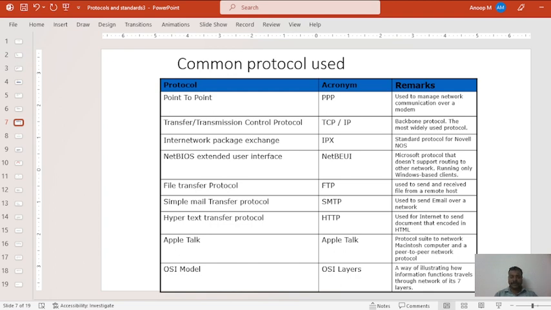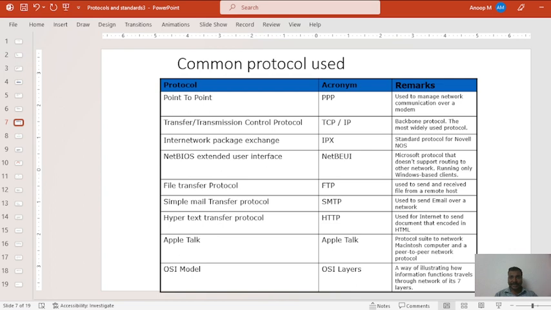All these things will be considered by a protocol. Some of the commonly used protocols are file transfer protocol, called FTP, simple mail transfer protocol, called SMTP, hypertext transfer protocol, called HTTP, point to point protocol, and TCP, transmission control protocol, which are used in the network in order to send the data from one end to another end.